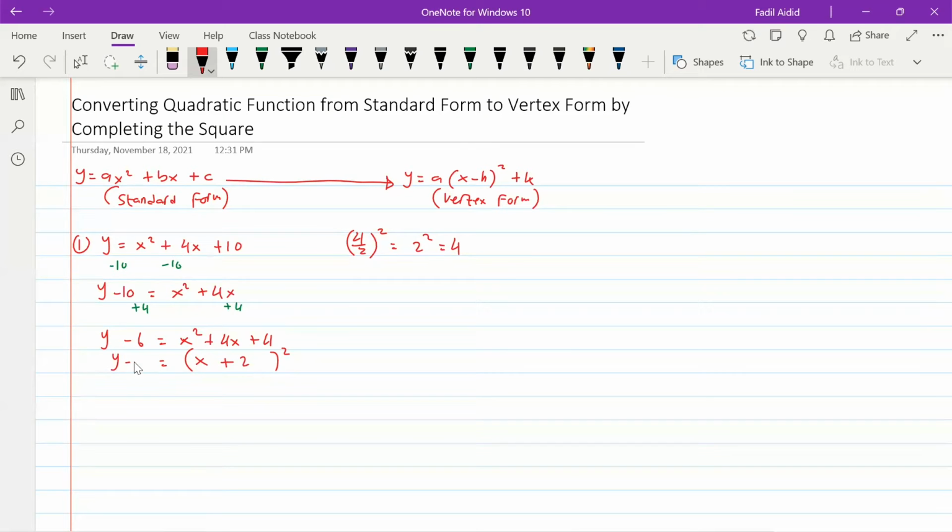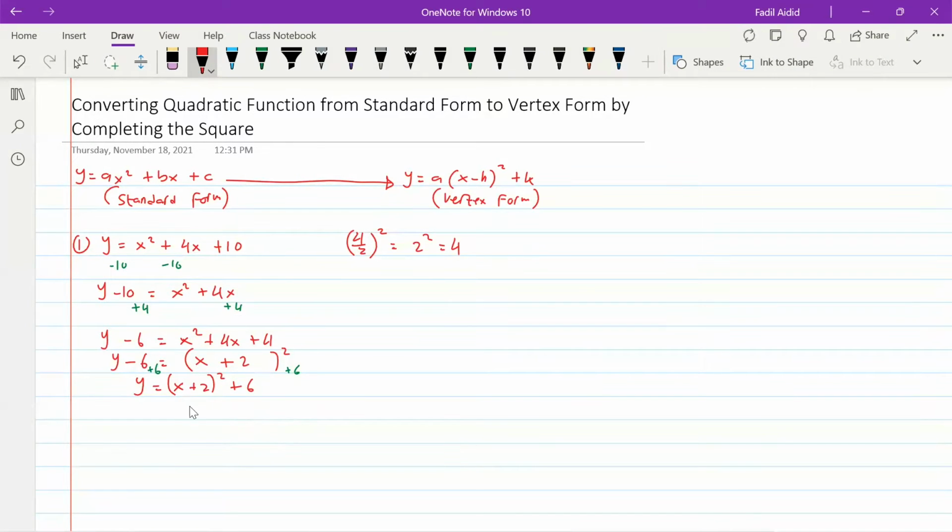And then this is y minus 6. And then you add 6 to both sides. Just add 6, add 6. So it's going to be y equals (x plus 2) squared, then plus 6.